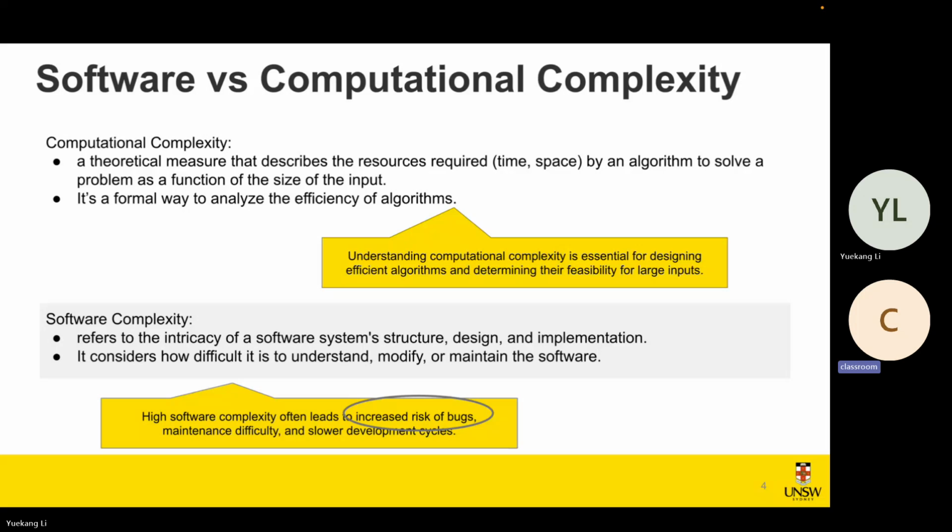it is believed that high complexity is associated with a high risk of having bugs. That's why we are learning software complexity in this course, because we are doing testing. We want to find bugs, and if we can identify which part of the software is more complex, then we can focus on testing that part to find bugs. This is why we need to learn software complexity in this course.